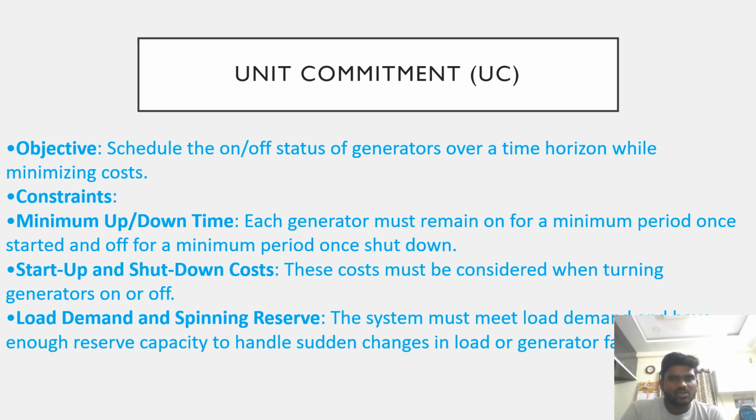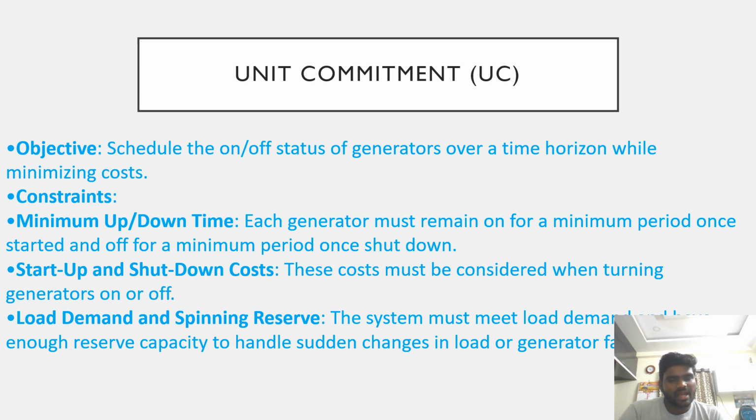So next, the unit commitment. The objective is to schedule the on or off status of a generator over a time horizon while minimizing cost. The minimum up and down time: each generator must remain on for a minimum period once started and off for a minimum period once shut down. Startup and shutdown costs must be considered when turning generators on or off.